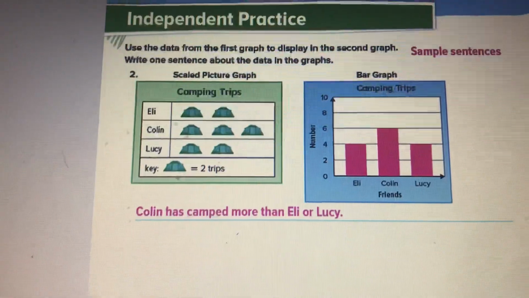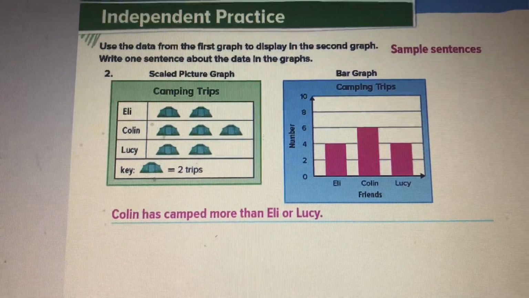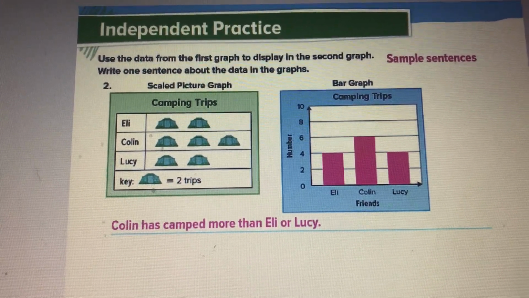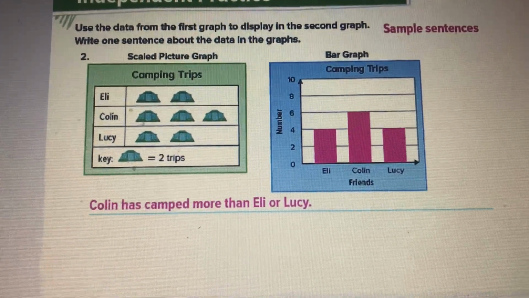Shade in your bar graphs, okay? Make sure you did it correct. And then for a sentence about this, I could say Colin has camped more than Eli or Lucy. When you look at that, you can easily see it.